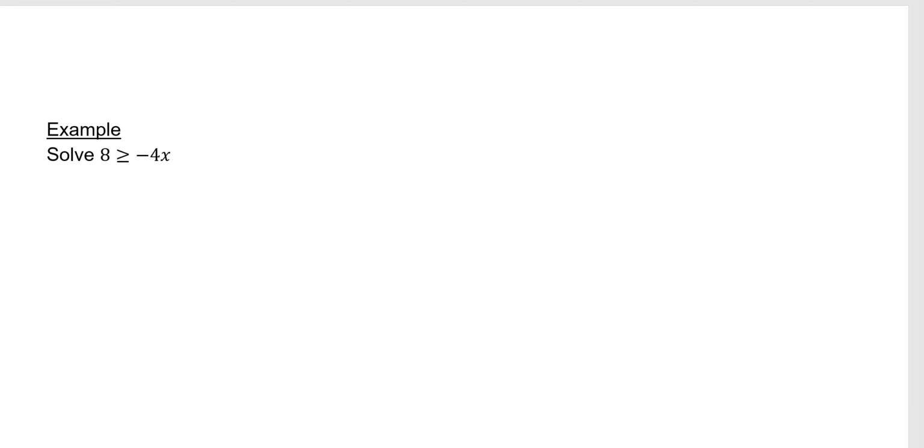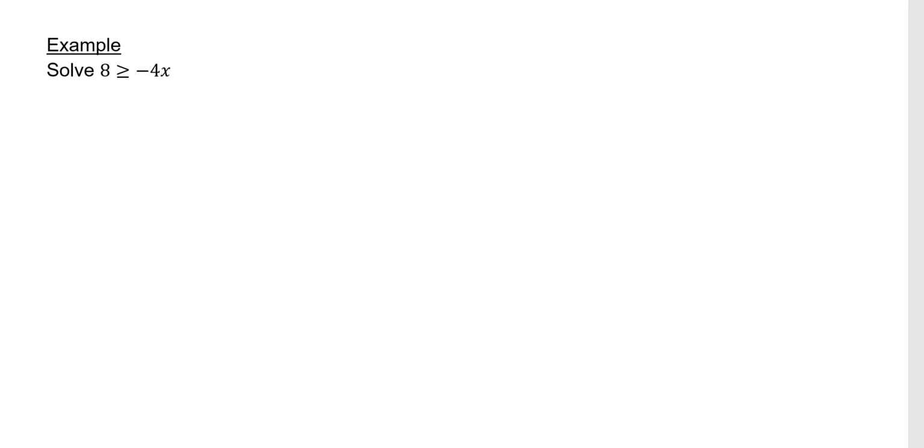Okay, next one. Let's do, I think, two more here. Solve 8 greater than or equal to negative 4x. So this one you probably recognize looks a little bit different. This is a linear inequality, right? The highest exponent for the polynomial expression is a 1. So it's a linear inequality.